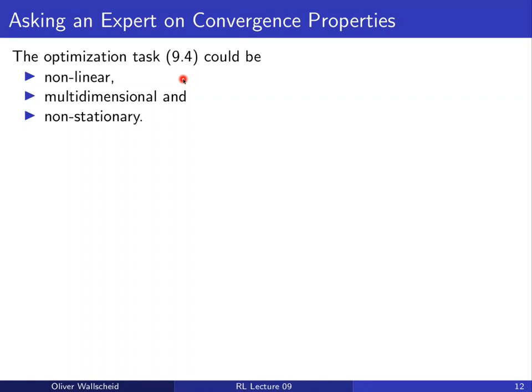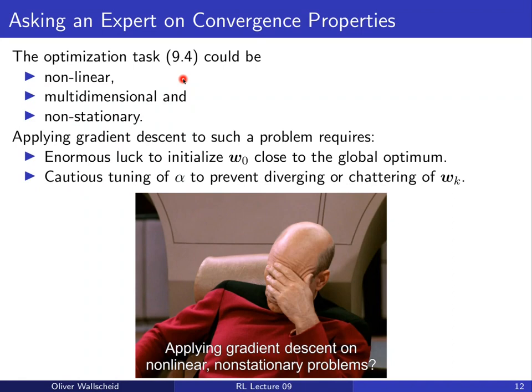And basically, if you have already heard one or two lectures on optimization, this is really one of the worst things you could do to such an optimization problem. Because you have to be very lucky to find W0, our initialization of the parameter vector, very close to the global optimum. Otherwise, because we're using gradient descent, you will just travel to the next, let's say, local optimum, depending on W0, and that could be, as already discussed, much worse compared to the global one.